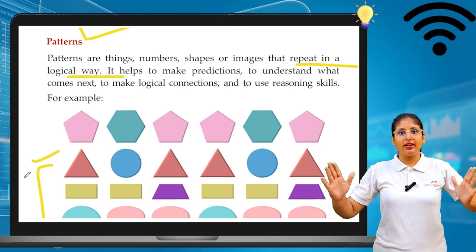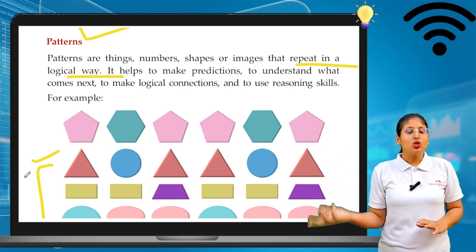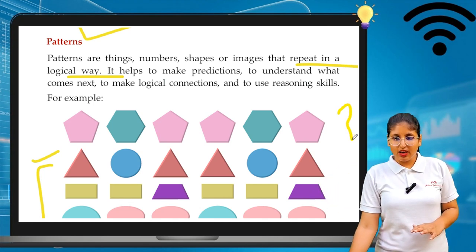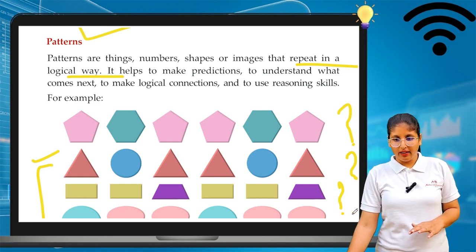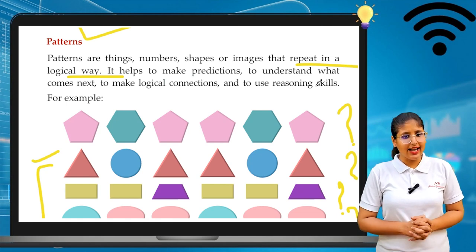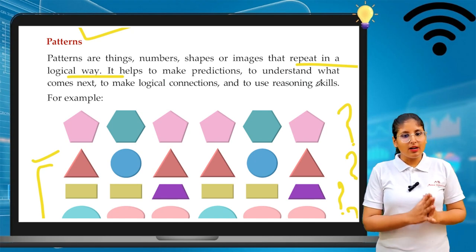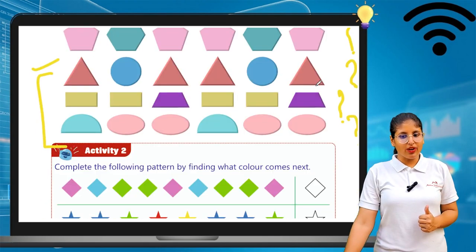There is a logic behind it. So it helps us to make predictions and to understand what comes next. With the help of a pattern, you can identify which shapes come here, here, here, and here. What shape comes after this shape, we can easily understand. So it helps us to make predictions, to understand what comes next, to make logical connections, and to use reasoning skill.